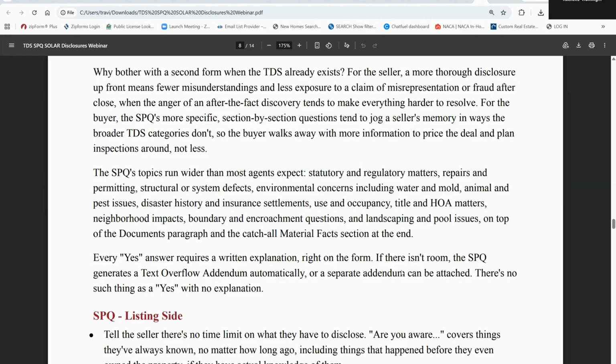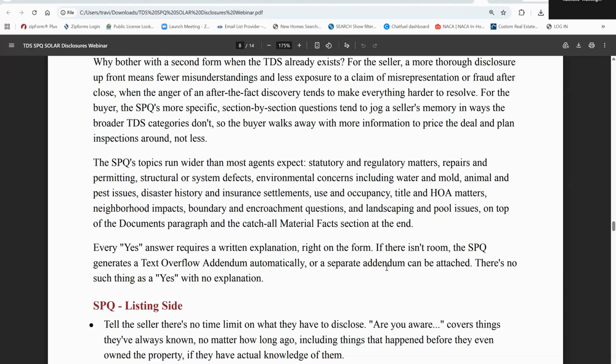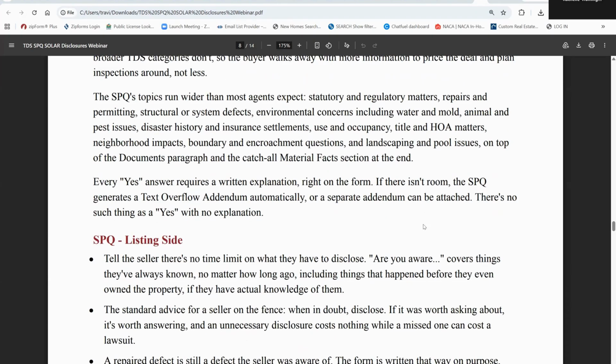So every yes answer requires a written explanation right on the form. This is TDS and SPQ. If there is a yes box, it needs to have an answer. If there isn't room, the SPQ generates the text overflow addendum automatically. If you don't like using that, then just attach addendum 1 to it. You can do that as well. So there's no such thing as a yes answer without an explanation.